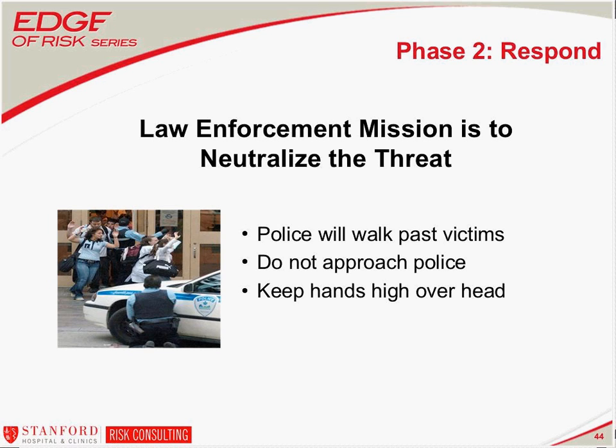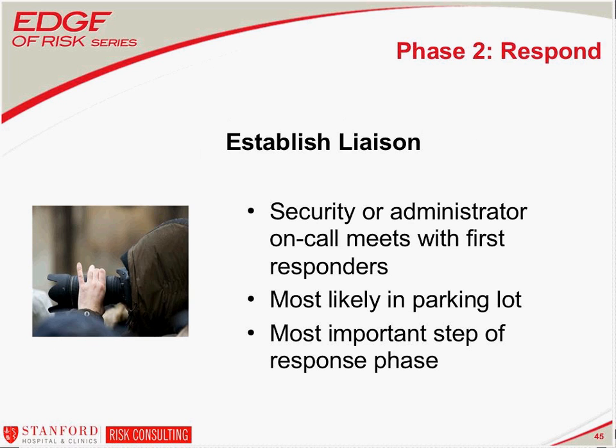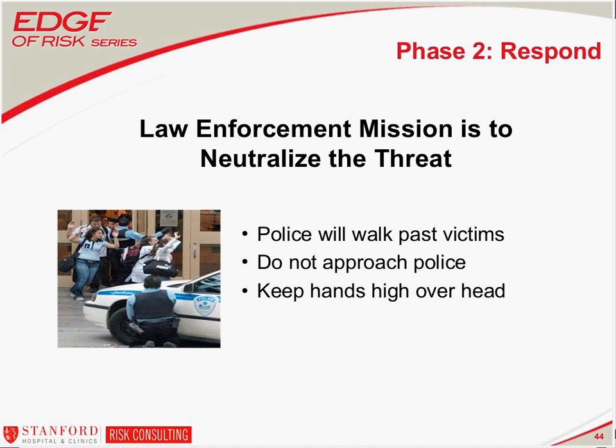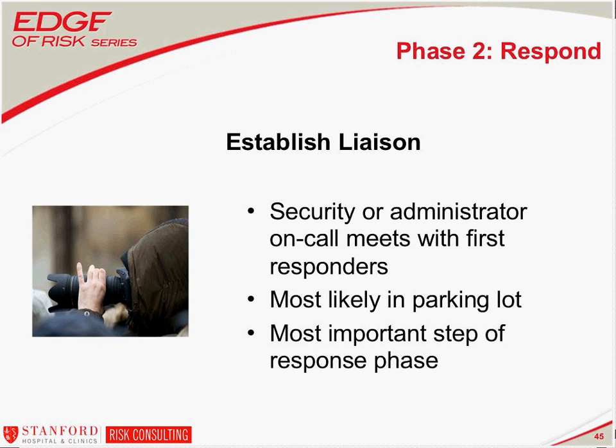Let's discuss what your organization can expect when law enforcement arrives. Initially, when the police arrive, staff should not expect rescue by the initial entry team, whose goal is to neutralize the threat. In their pursuit of the active shooter, the initial entry team will step over and walk past victims, and staff need to be trained to let them do their job. Staff should not approach the initial entry team members and should keep their hands high above their heads at all times.